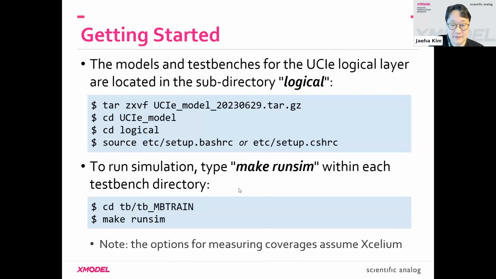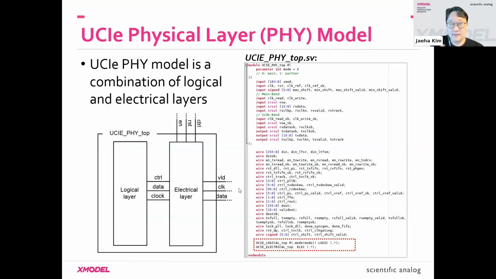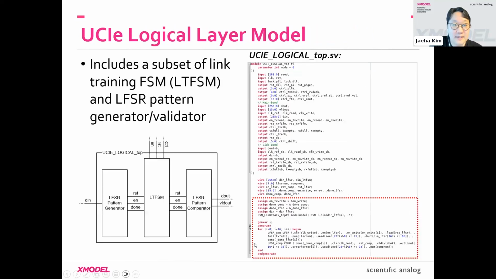In the meantime, I'll explain how we model the physical layer. As I said, the physical layer is made of the logical layer and the electrical layer. So the top level model for the physical layer is basically just a combination of the two, with a bunch of wires connecting between them. Now we need the logical layer.